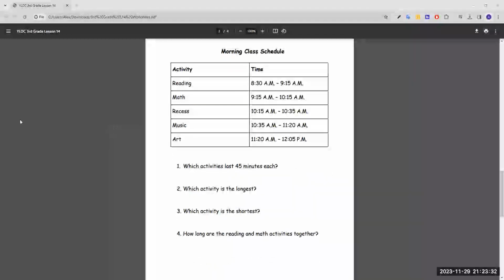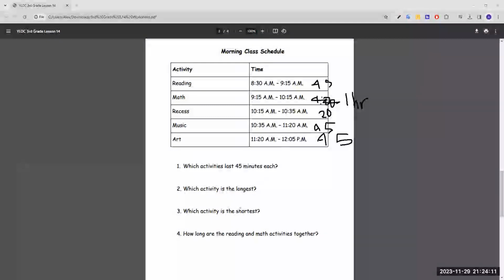Which activity is the longest? So we already solved the duration for each activity. So let's just write them again. 45, 45, 45. And we saw that music lasts 1 hour and recess lasts 20 minutes. Now, looking at this chart, we can see that math is the only one that lasts for at least an hour. So math would be the longest.